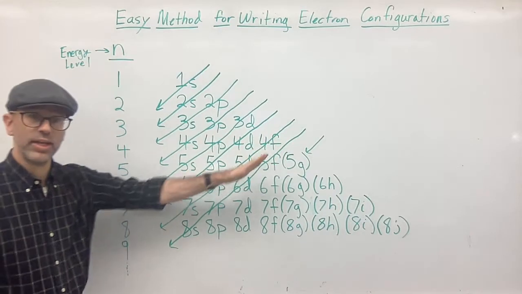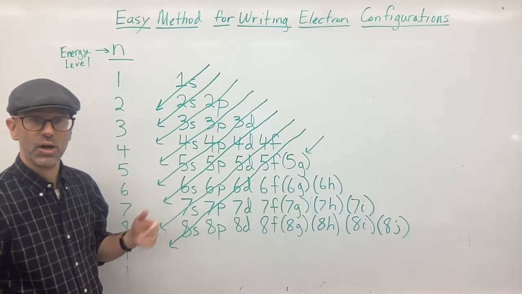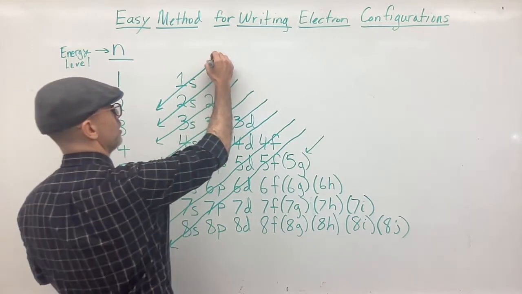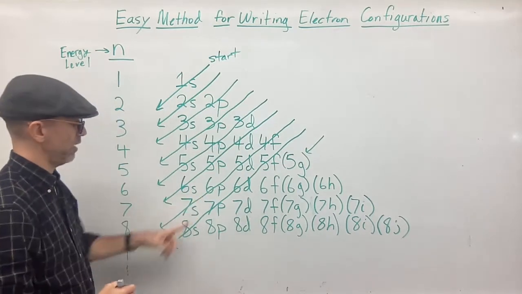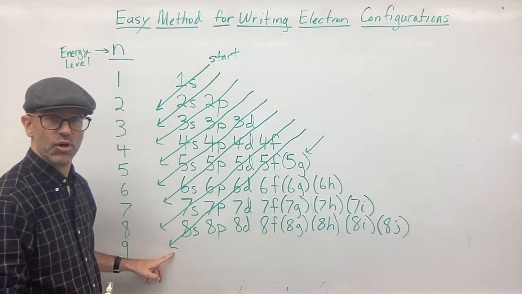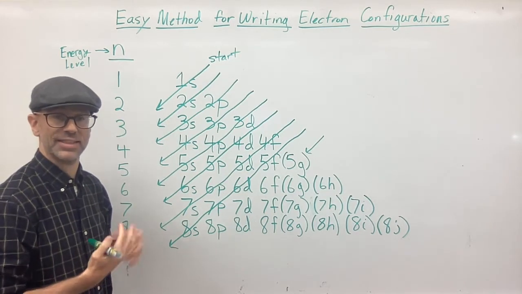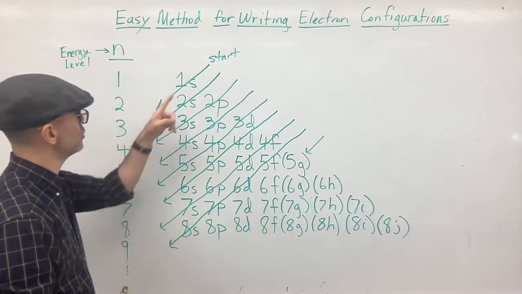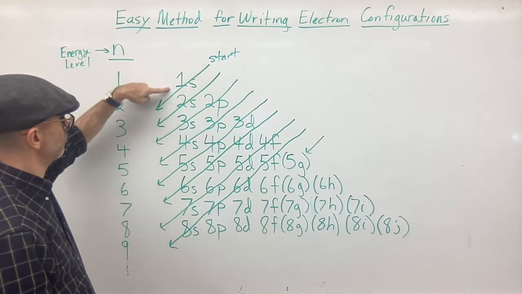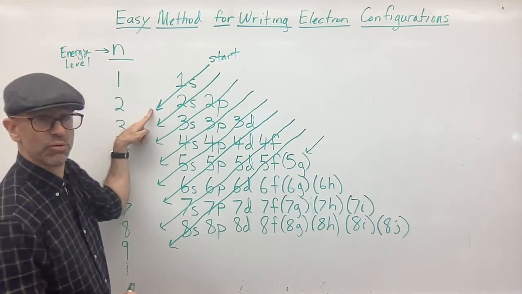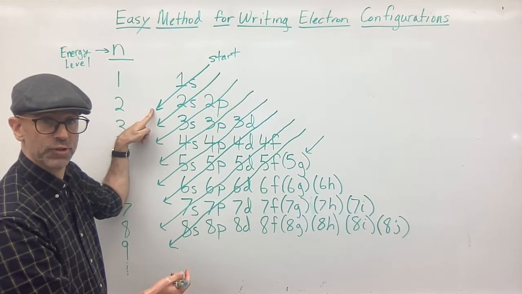Now that you have this, the arrows tell you where to go. You start here, and then you end wherever you want to go. You fill in your electrons according to the number of electrons that sublevel can hold. My first 2 electrons go into the 1s. I start here, and my arrow takes me through the 1s. So the 1s is the first sublevel that I'm filling in.